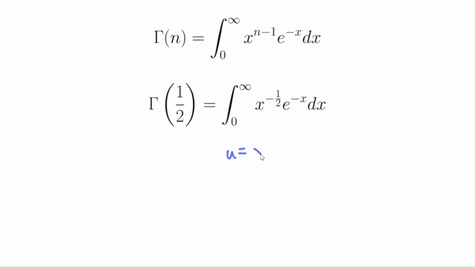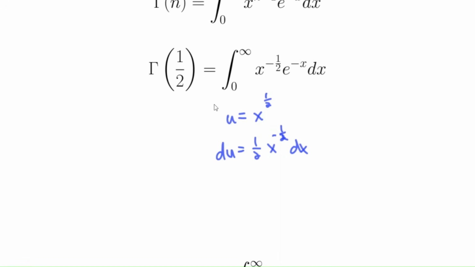In fact, u is going to be x to the positive 1/2 power. And then du will be 1/2 x to the negative 1/2 power dx. So notice that x to the negative 1/2 power dx is equal to 2 du. Multiply both sides by 2. So this integral is equal to the integral from, well, when x is 0, u is 0, and when x is infinity, u is infinity. So it'll still be the integral from 0 to infinity. The x to the negative 1/2 dx becomes the 2 du, so we'll put a du here, and we'll put the 2 here.